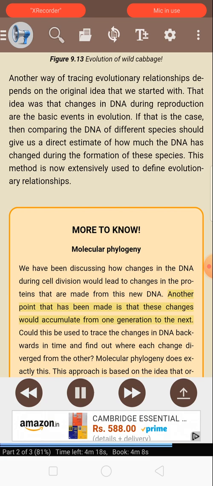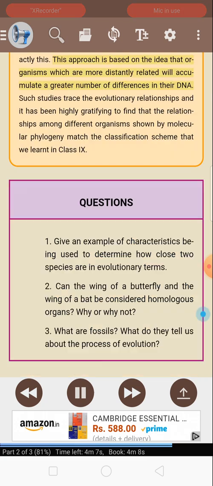Another point that has been made is that these changes would accumulate from one generation to the next. Could this be used to trace the changes in DNA backwards in time and find out where each change diverged from the other? Molecular phylogeny does exactly this. This approach is based on the idea that organisms which are more distantly related will accumulate a greater number of differences in their DNA. Such studies trace the evolutionary relationships, and it has been highly gratifying to find that the relationships among different organisms shown by molecular phylogeny match the classification scheme that we learned in class 9.